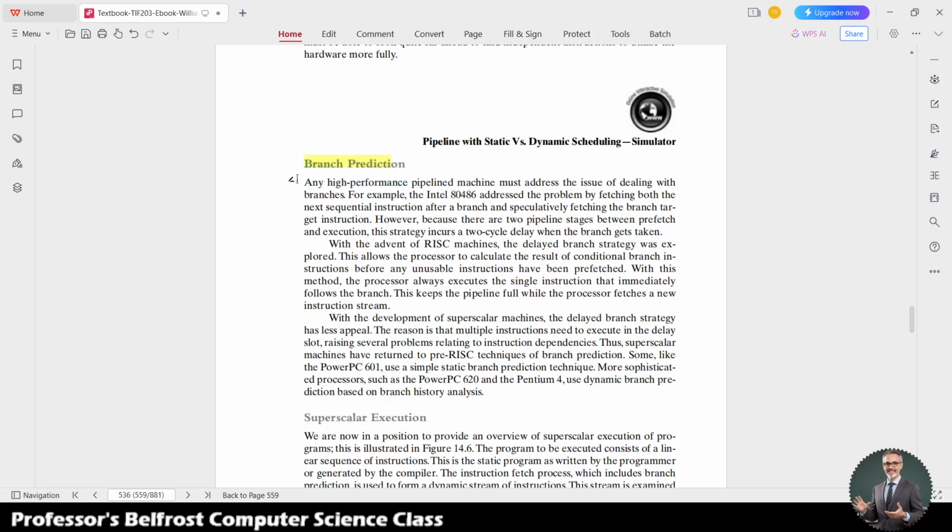Branch prediction. Any high-performance pipelined machine must address the issue of dealing with branches. This is important. With the advent of RISC machines, the delayed branch strategy was explored. This allows the processor to calculate the result of conditional branch instructions before any unneeded instructions have been prefetched. With this method, the processor always executes the single instruction that immediately follows the branch and keeps the pipeline full while the processor fetches a new instruction stream.